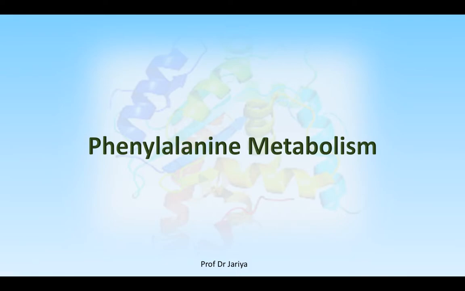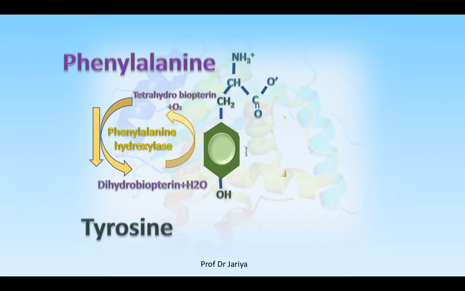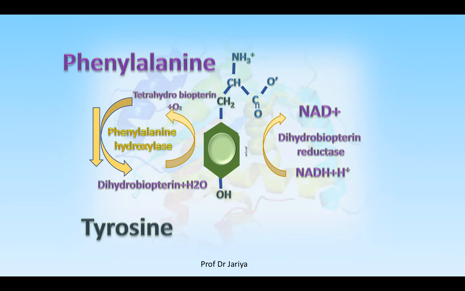Phenylalanine is an essential amino acid. Phenylalanine is hydroxylated to form tyrosine by a mixed function oxidase, the phenylalanine hydroxylase, which requires molecular oxygen and tetrahydrobiopterin, which is converted into dihydrobiopterin during this reaction.